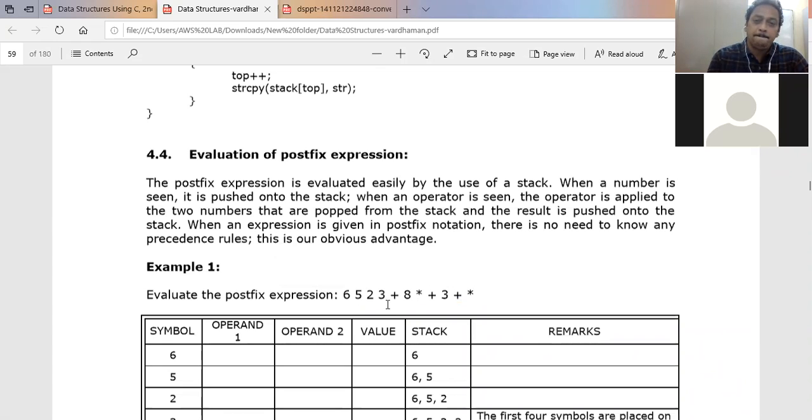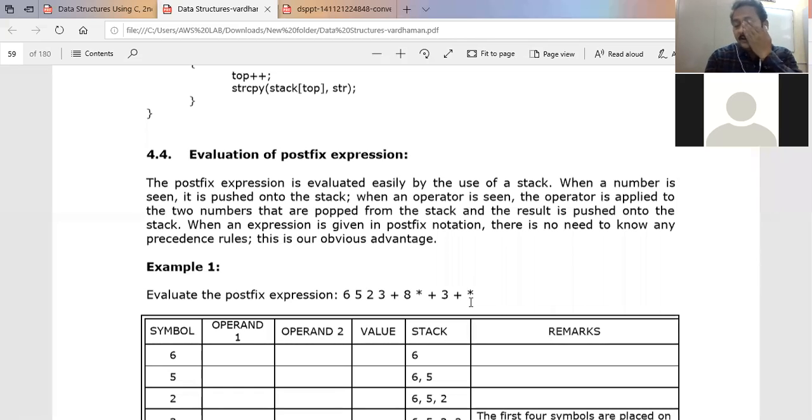Sandeep? Sandeep? Number 69, 91. Sandeep? 69, sir. What type of expression is it? Given an example. Postfix. Okay, postfix again.